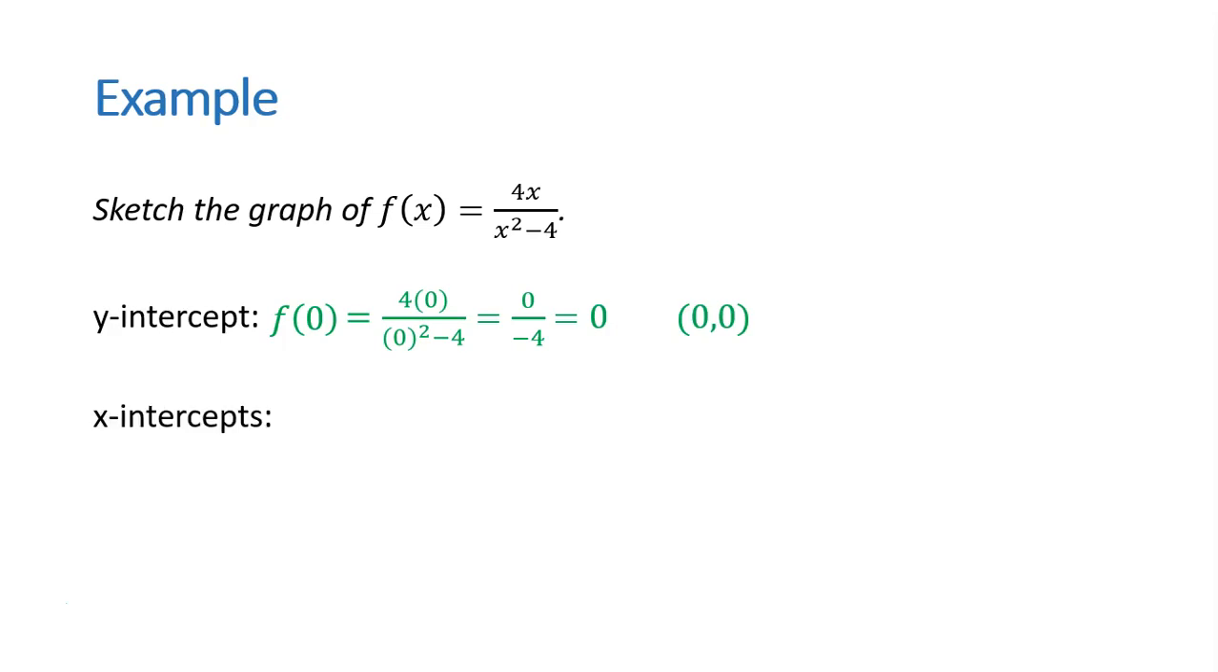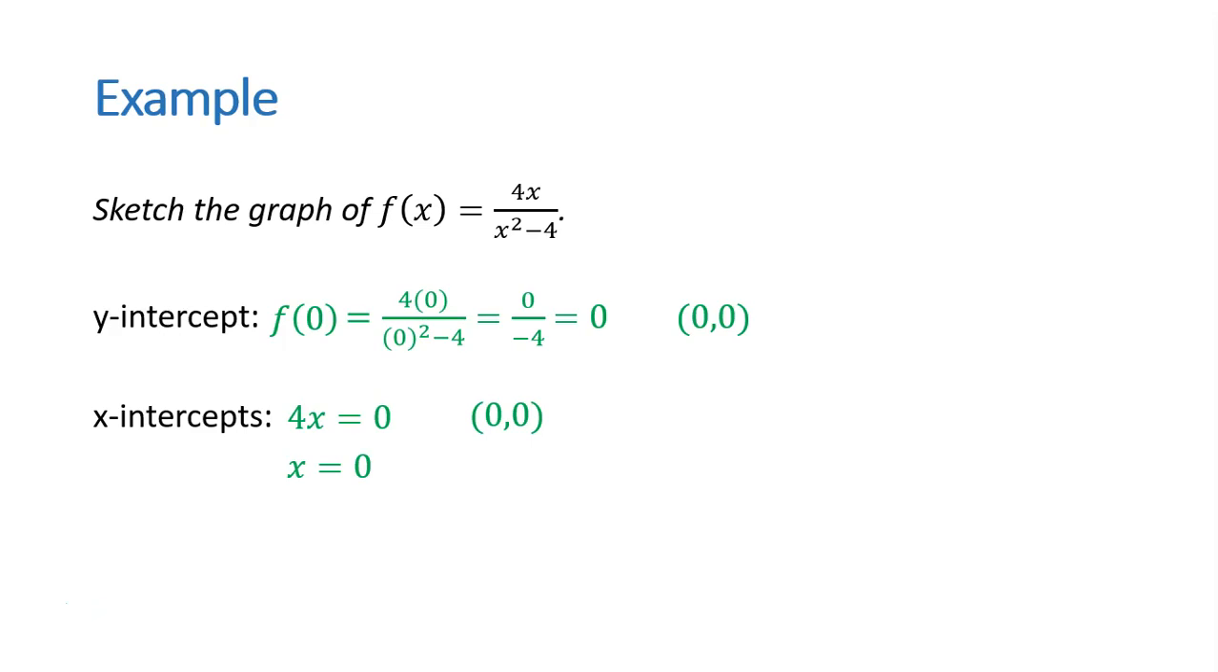Now for our x-intercepts, we set our function equal to 0 and solve, which means the same thing as if the numerator is 0. So if the numerator is 0, the only way that's true is if x itself is 0. So our x-intercept is also going to be (0, 0). Notice that if we have an intercept at the origin, it's considered to be both an x-intercept and a y-intercept.